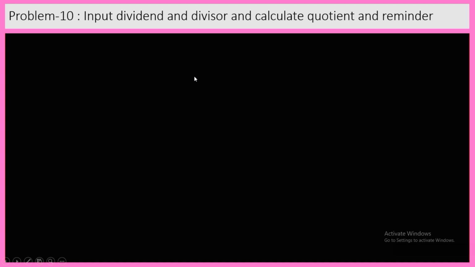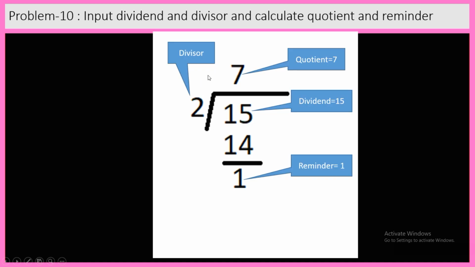Our next problem, problem 10, is to find out the remainder and quotient. Dividend and divisor are given. In this example, we have dividend 15 and divisor 2, and we get quotient 7 and remainder 1.